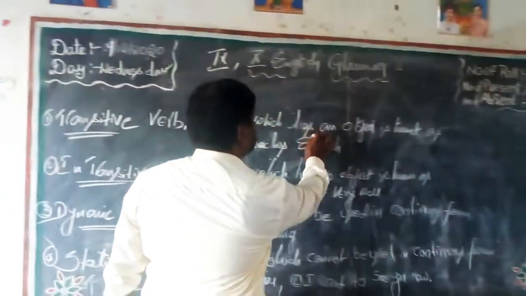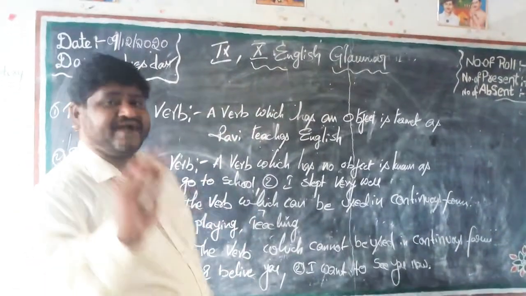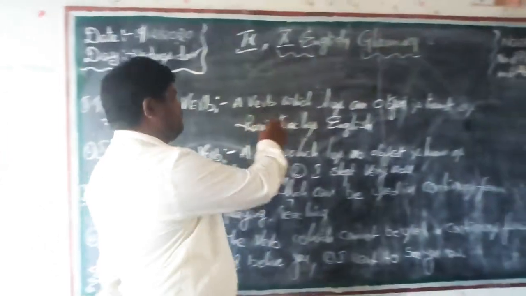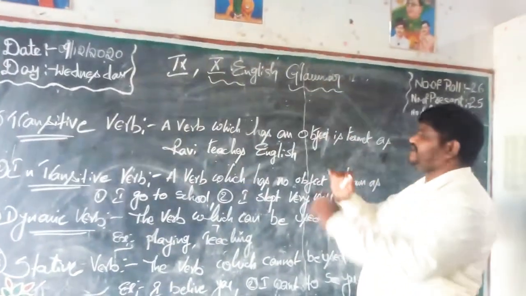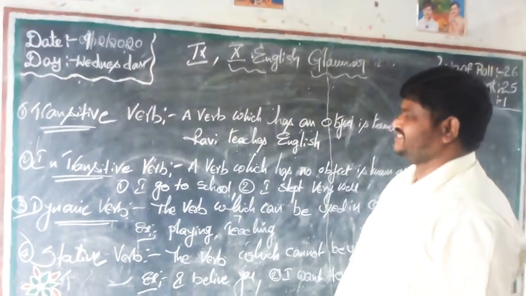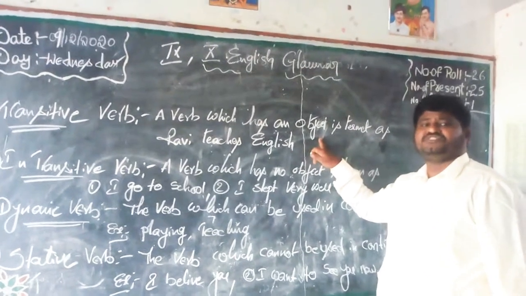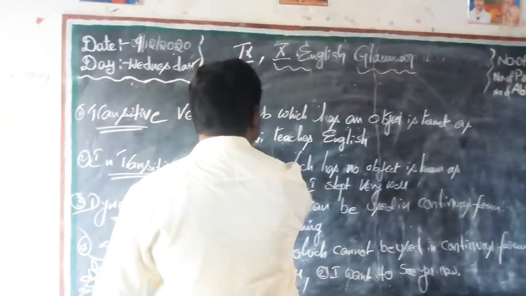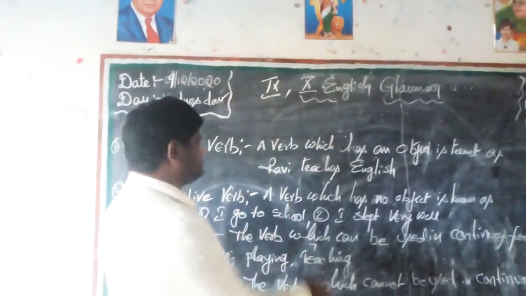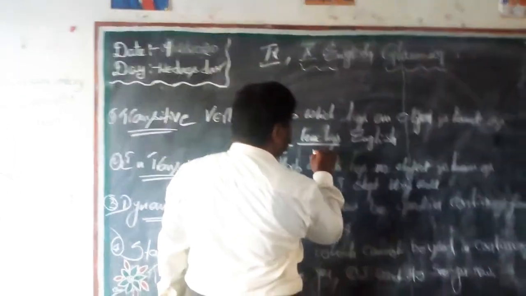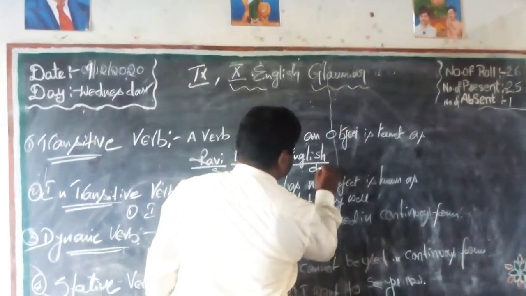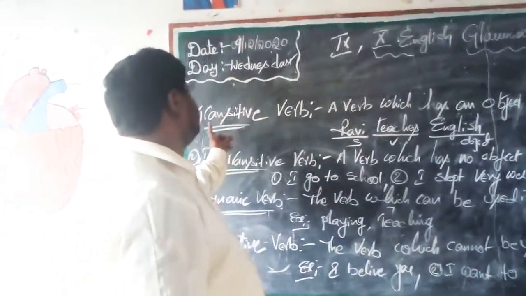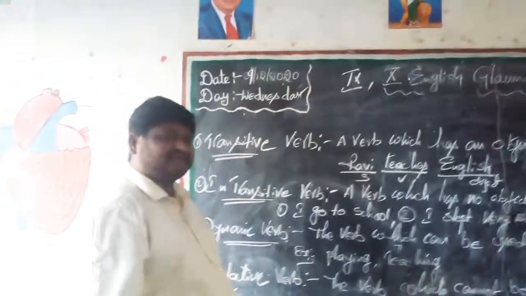A verb which has an object is known as a transitive verb. What is the object? The object means a noun or a pronoun. For example, Ravi teaches English. In this sentence, we have a subject, we have a verb, and we have an object. When we have an object in the sentence, we call it a transitive verb. Okay, are you clear, my dear friends?